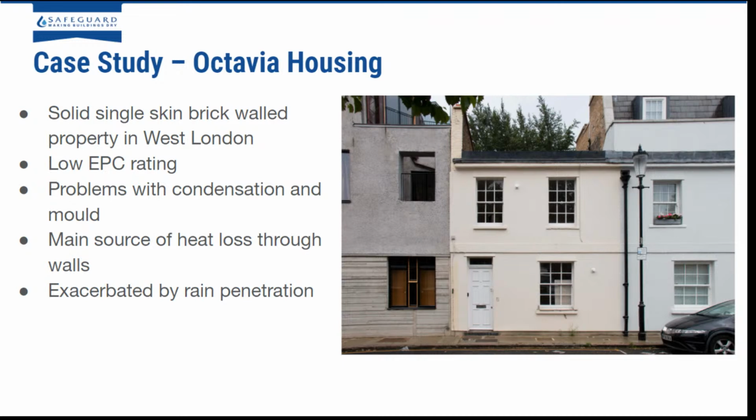Just briefly to show a case study of where this worked really well. So this was a solid single skin brick wall in West London. It had a very low EPC rating and problems with condensation and mould. The main source of the heat loss was found to be through the walls, and this was exacerbated by rain penetration at the back of the property.